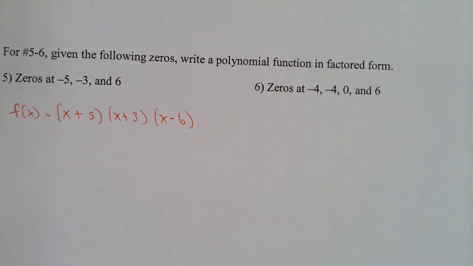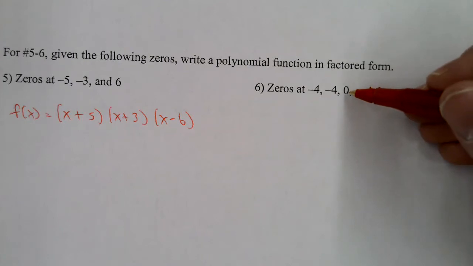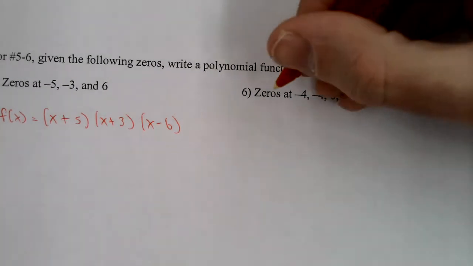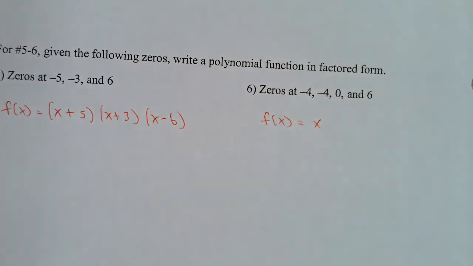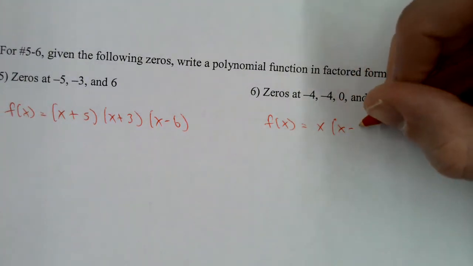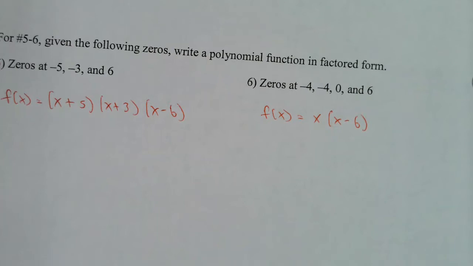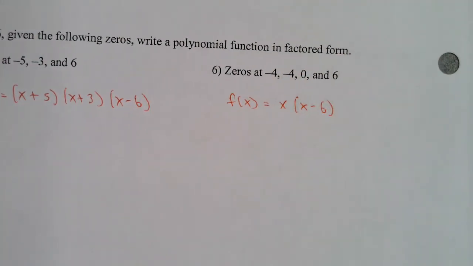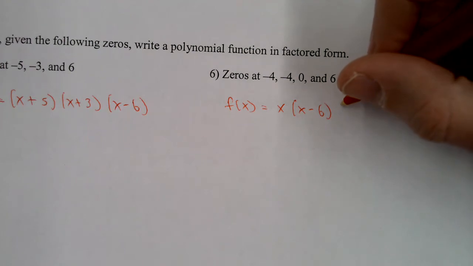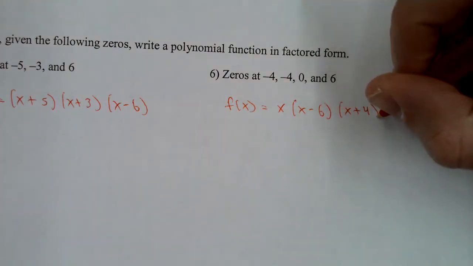For this next one, same thing, but I'll do this one first. If there's a 0 at 0, that means you're going to have a factor of x, because you're going to do x equals 0. Let's do the 6 next. That means x minus 6 is a factor. And then we have a 0 at negative 4 and another 0 at negative 4. The question is, do you have to put that twice? And the answer is yes. So I'm going to do x plus 4, and I'll put squared.